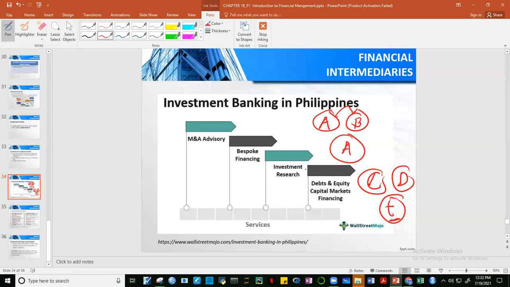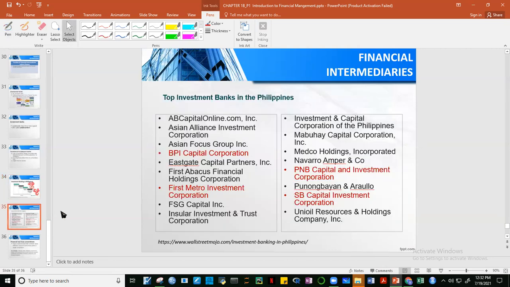Ito yung sinasabi ko sa inyo, guys, na investment research. Tapos pati sa capital markets financing. Alright? So sa Philippines, top investment banks, BPI Capital Corporation. So separate to from BPI. So BPI Bank, si BPI Capital Corporation, investment bank to. Ganun din si PNB, meron siyang investment bank. Si First Metro, owned by Metrobank. Okay? Etc. Si BDO, meron din siya.